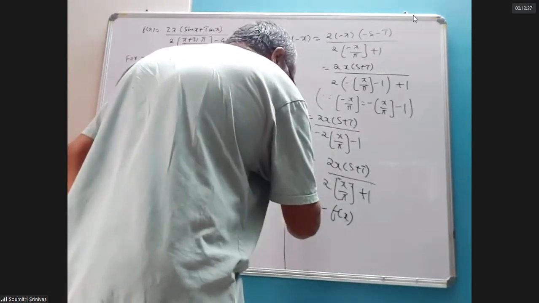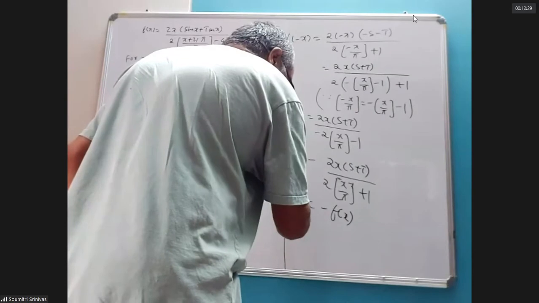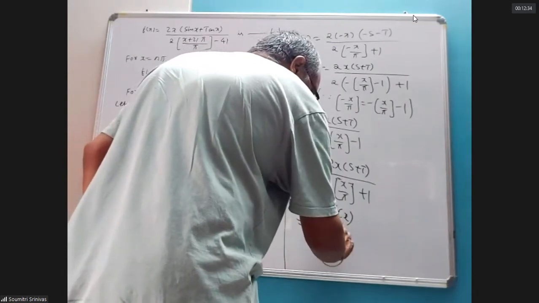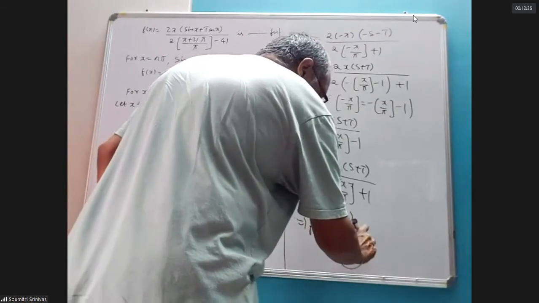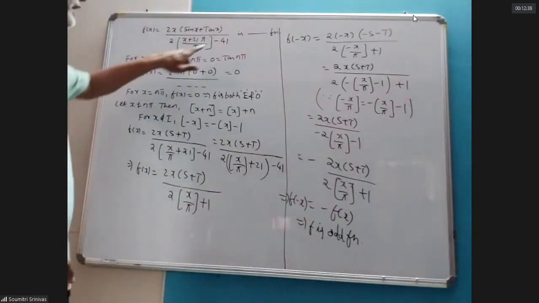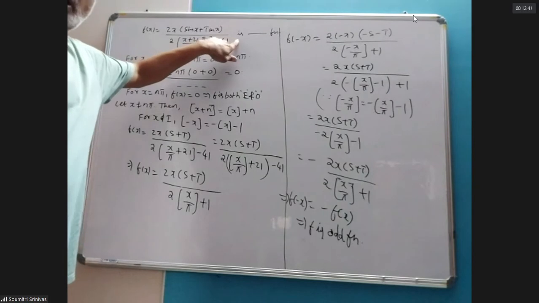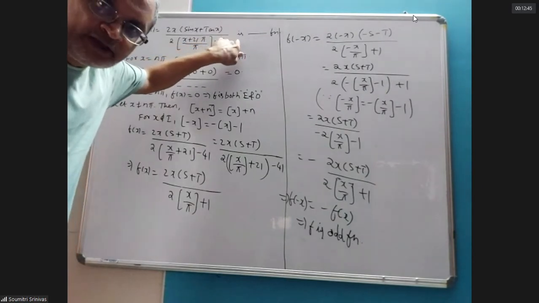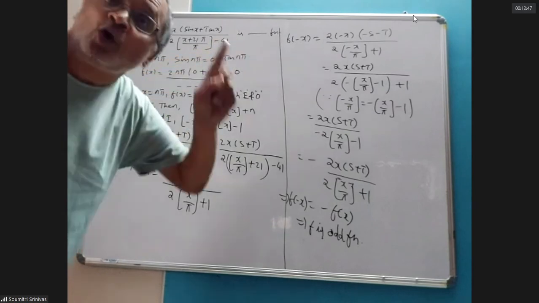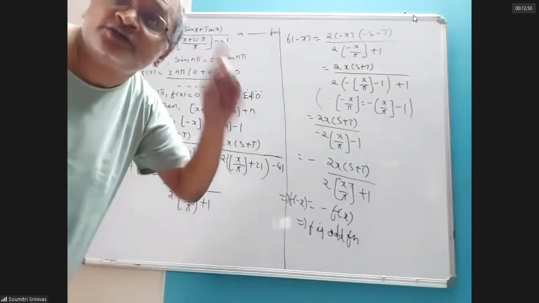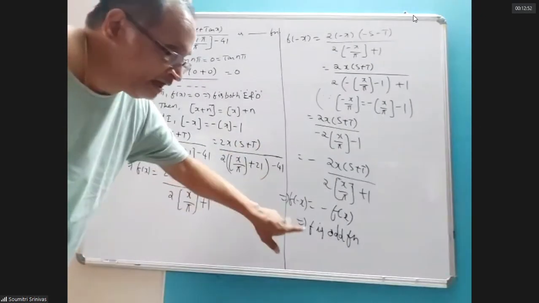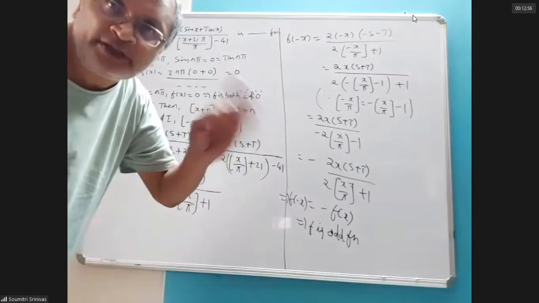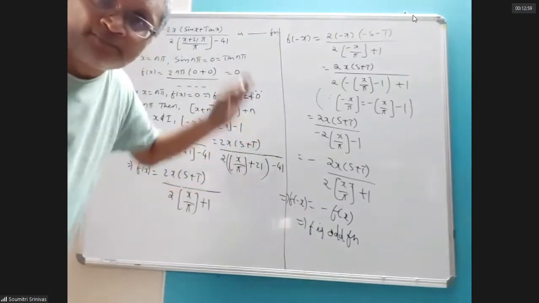What did we prove? f of minus x is equal to minus f of x, which implies f is odd. So what's the answer for this problem? It is both even and odd when x is n pi. When x is not equal to n pi, it is an odd function. This is a very important problem.